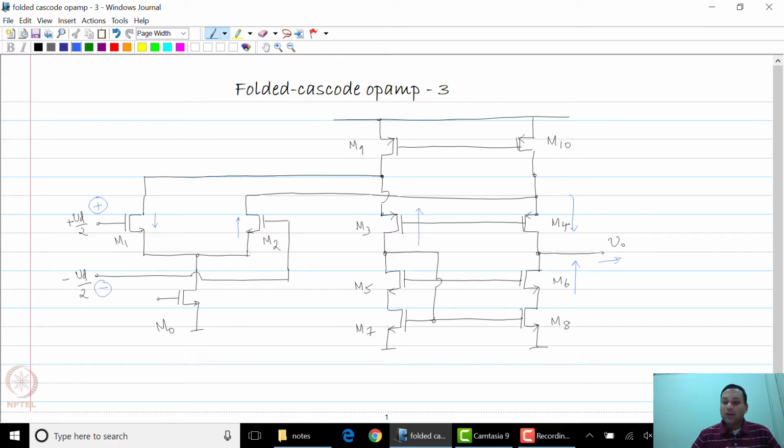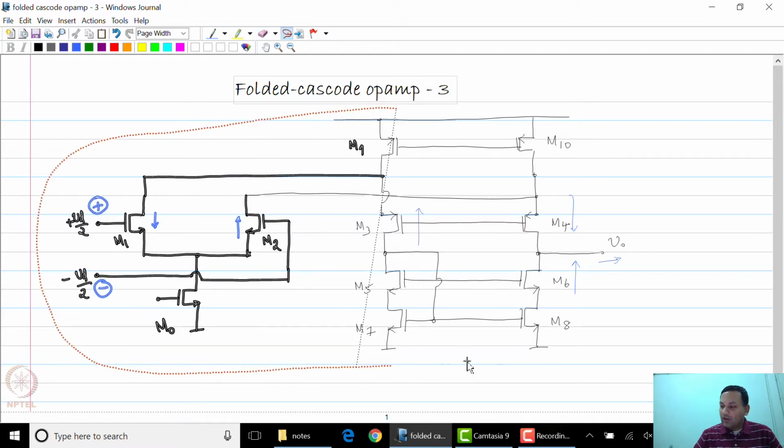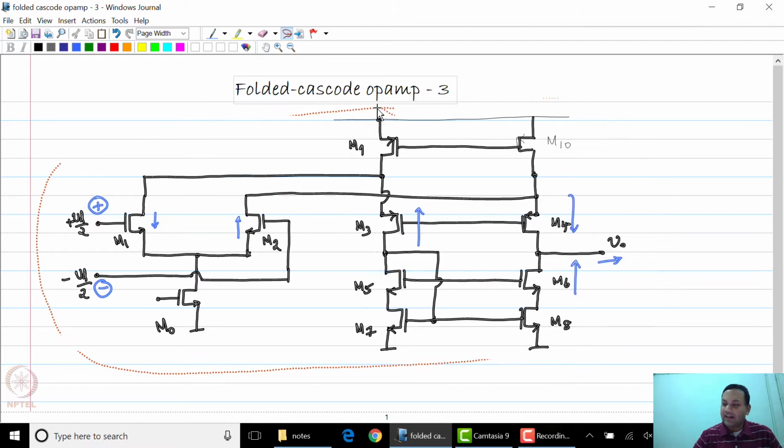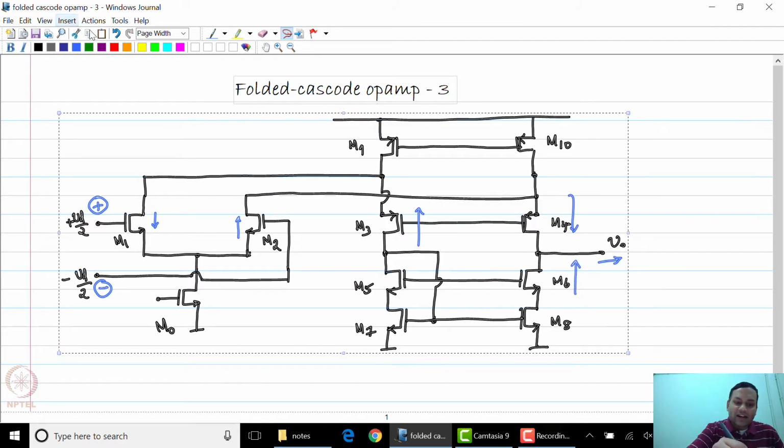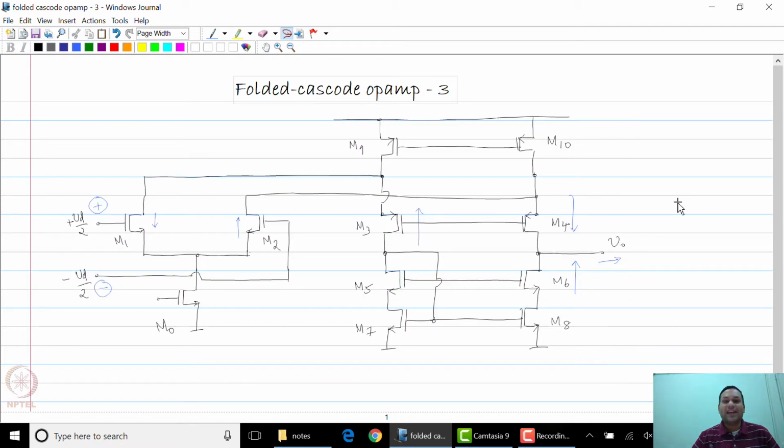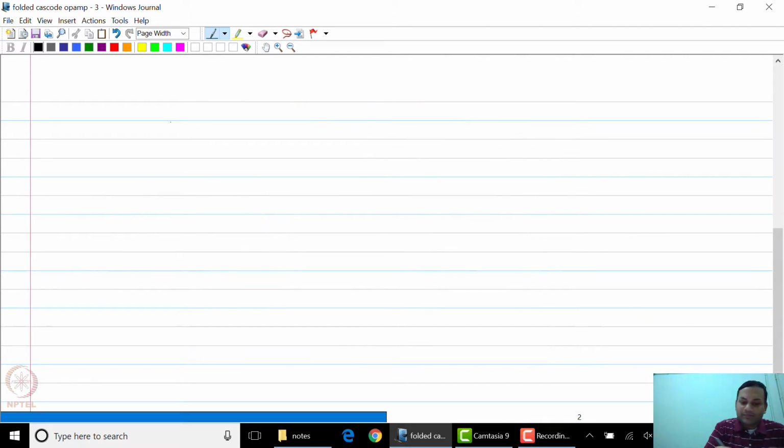Now that we have drawn the basic structure of the op-amp, let us quickly do the small signal analysis and try to come up with the expressions for the gain, etc. of the op-amp. So let us start off with the small signal gain of the op-amp. So we want the DC gain of the op-amp.